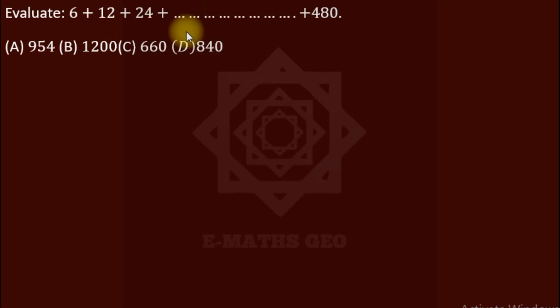Okay, we are asked to evaluate the sum. That's 6 plus 12 plus 24 plus dot dot dot to 48. Okay, looking at this question, this is a question on geometric progression.